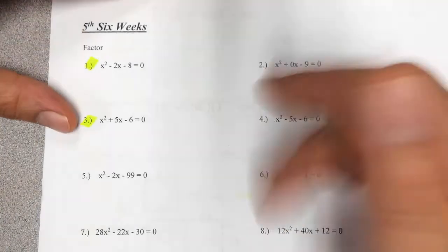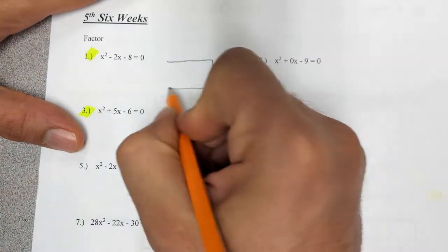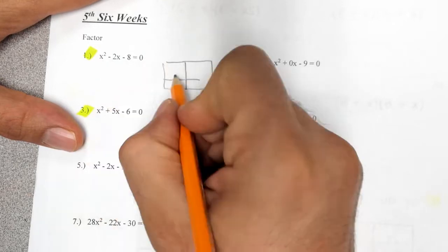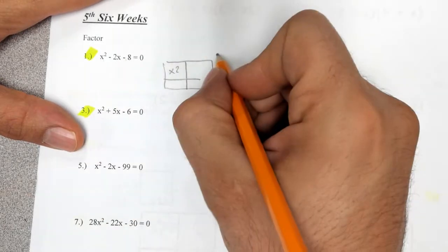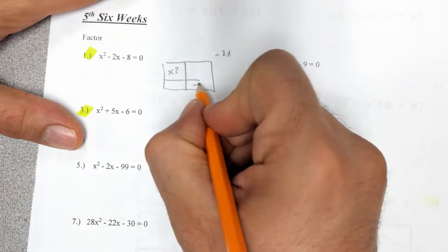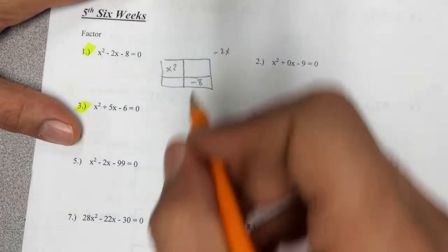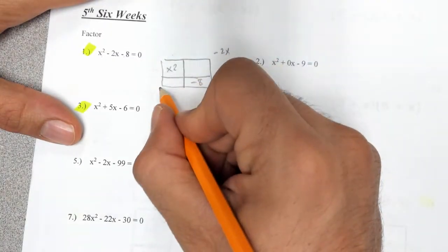Factoring is going backwards. So if you want to go backwards, you draw the box. The first one goes here. Second one goes in the corner. The last one goes here. And then what you're going to do is try to fill out the numbers that go up here that will make this work.